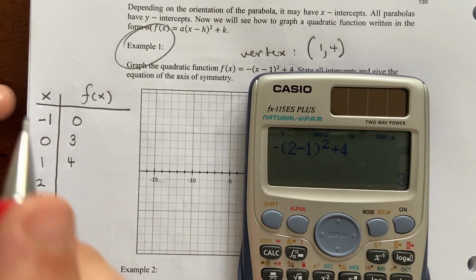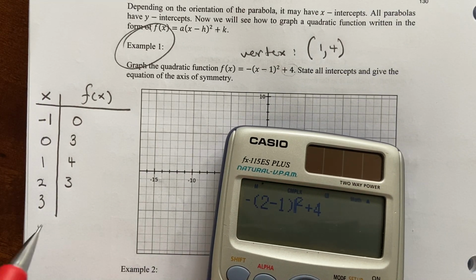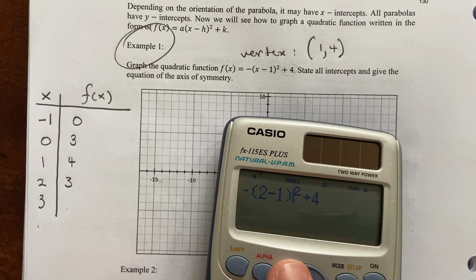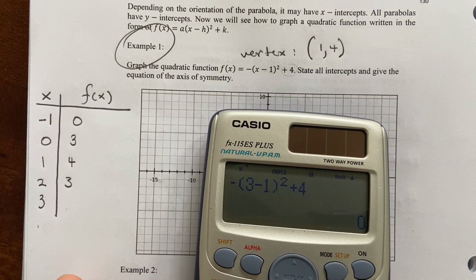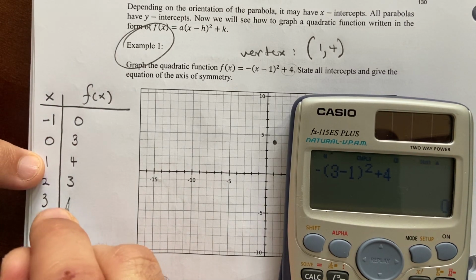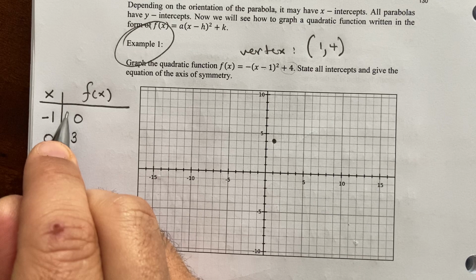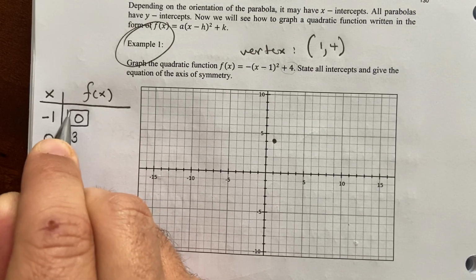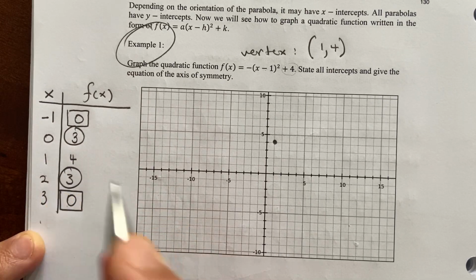I get 3. And then let's plug in a 3 to do this last one. So I actually get a 0. So if you check this out, we got 0 here, and I got 0 there. I got a 3 there, and I got a 3 there.